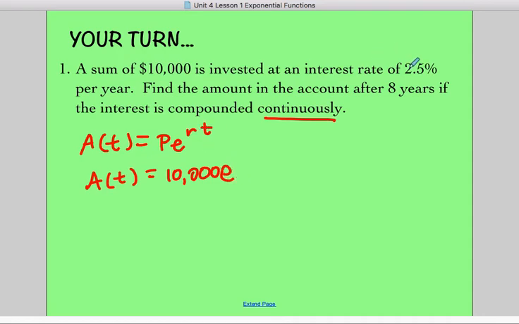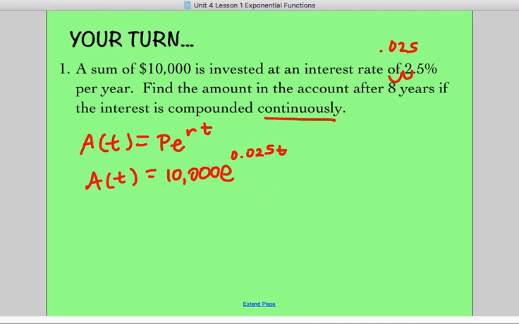r is my rate as a decimal. A lot of people say this is 0.25. No, that's 25%. This is 0.025. Okay, so 0.025t. So this would be my equation.